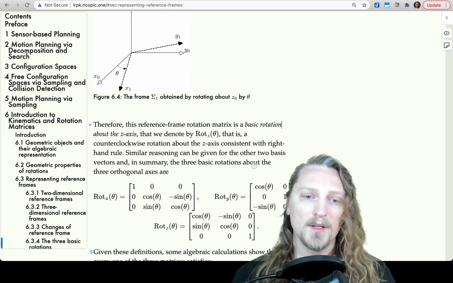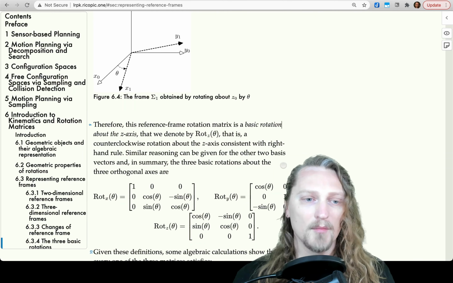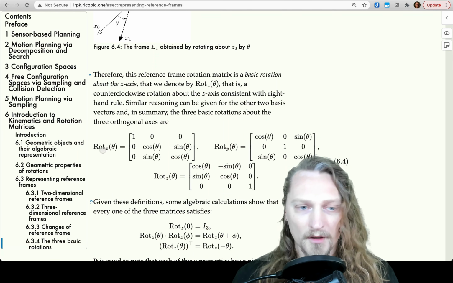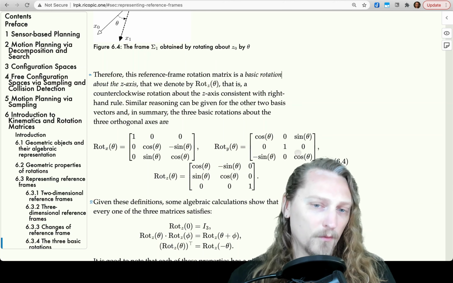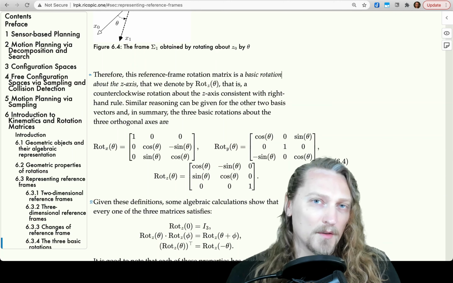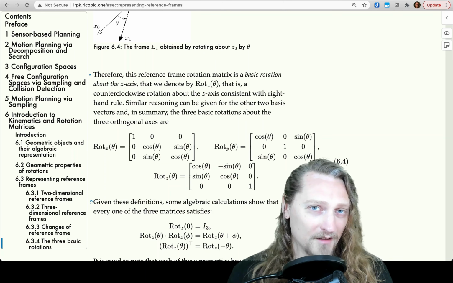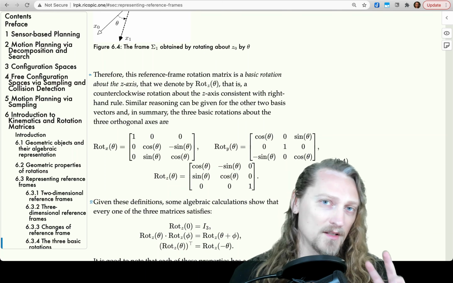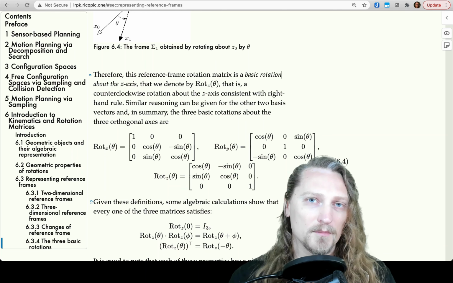Similar reasoning can be given for the other two basis vectors. And in summary, the three basic rotations about the three orthogonal axes, x, y, and z, are rotation about x, rotation about y, and rotation about z. This is the notation that we use for these corresponding basic rotations, which is to say a rotation about one of the existing axes. Of course, you can have a rotation about any axis, but these rotations are only about these basic axes, these basis vectors.